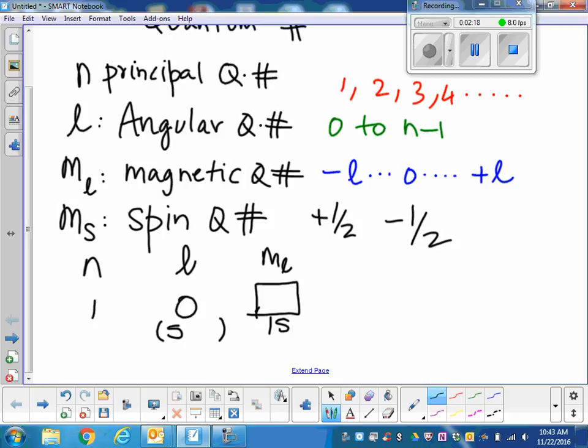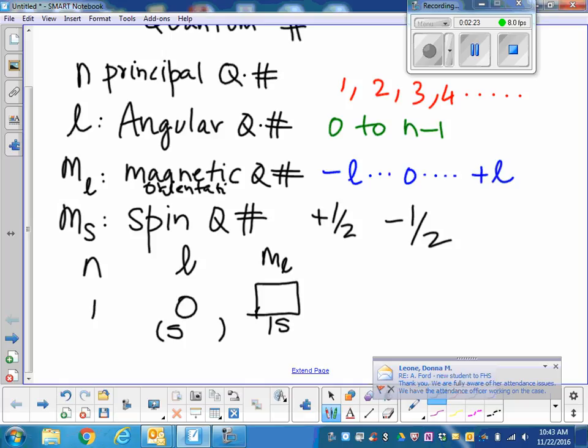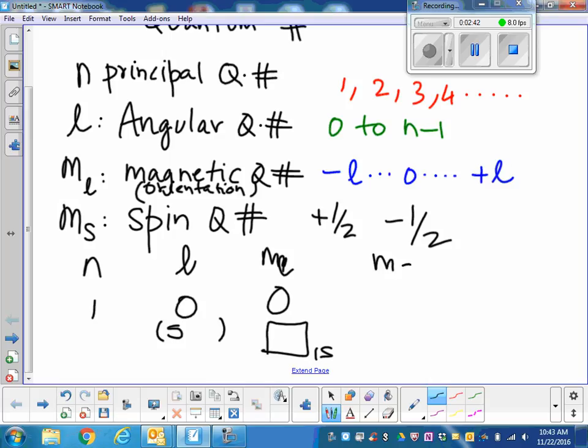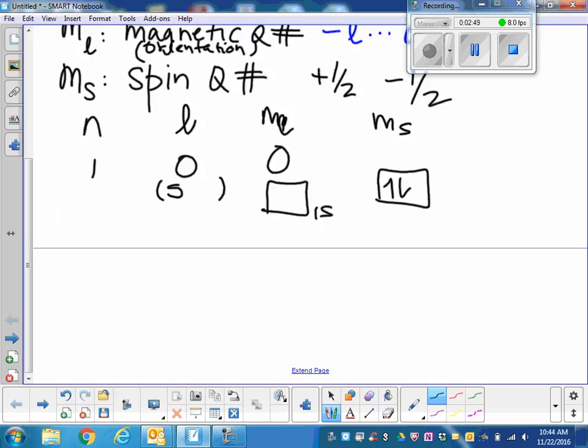Meaning ML talks about the orientation of the orbital. Does that make sense? Because the orientation is 0, ML is 0. ML is 0, meaning it's the 1s, meaning it's a spherical orbital. It doesn't have an orientation. And your MS says there can be a plus half and a minus half spin in your 1s orbital. Do we understand the quantum numbers? Yes, got it.